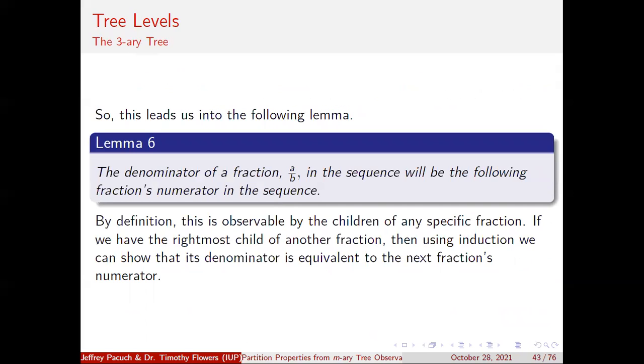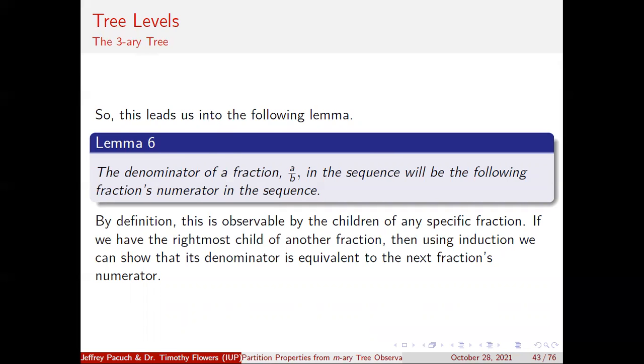Okay, so let's actually look at some things that were proven about the 3-ary tree. I have the following lemma here. Given the denominator of some fraction a over b, it's claimed that the next fraction in the sequence will have that denominator as its numerator. So if some fraction is a over b, the next fraction in the sequence will have numerator b. How do we prove this true?